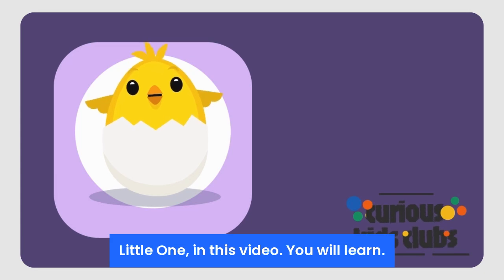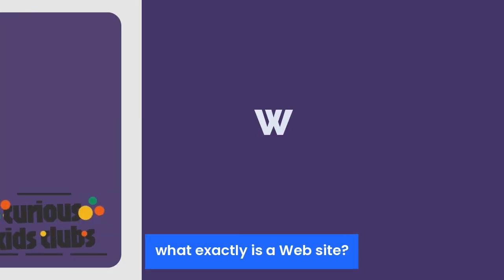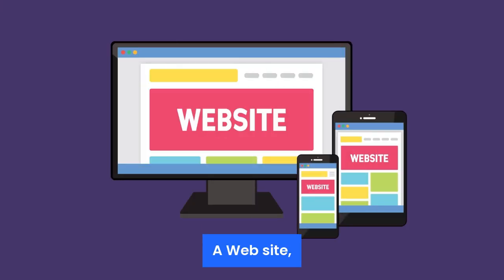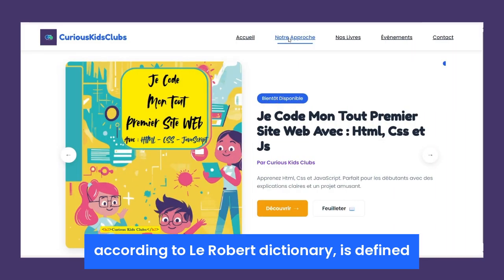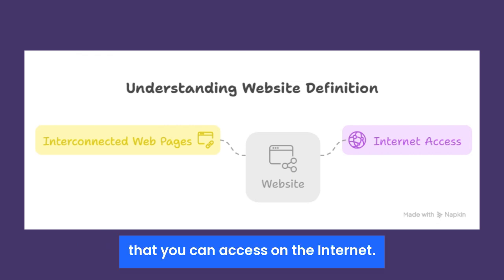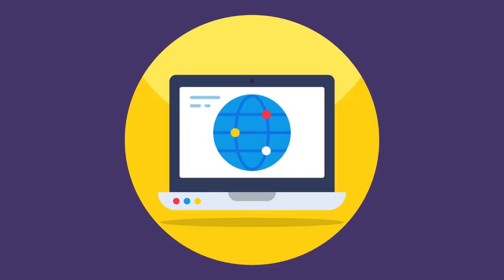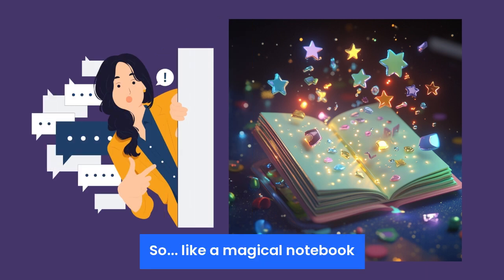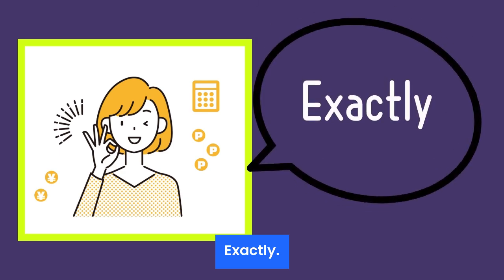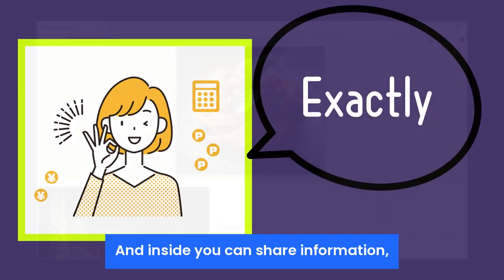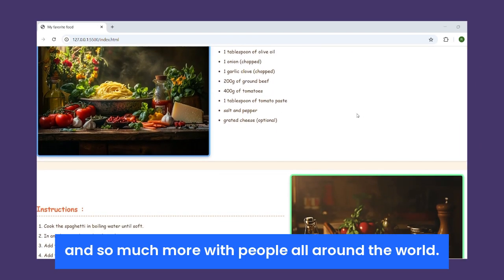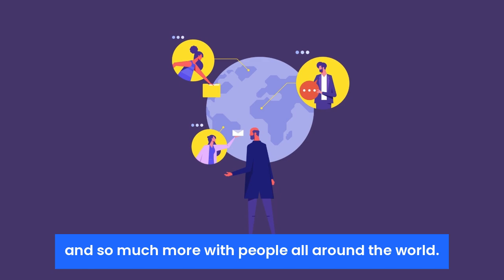Little one, in this video you will learn what exactly is a website. A website, according to the Le Robert Dictionary, is defined as a set of interconnected web pages that you can access on the internet. So like a magical novel you can open on a computer or a phone? Exactly. And inside, you can share information, images, videos, and so much more with people all around the world.